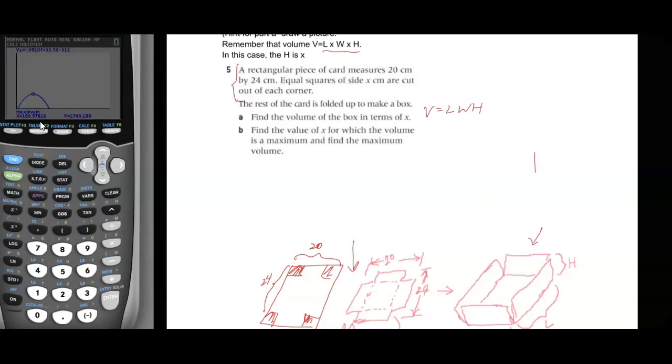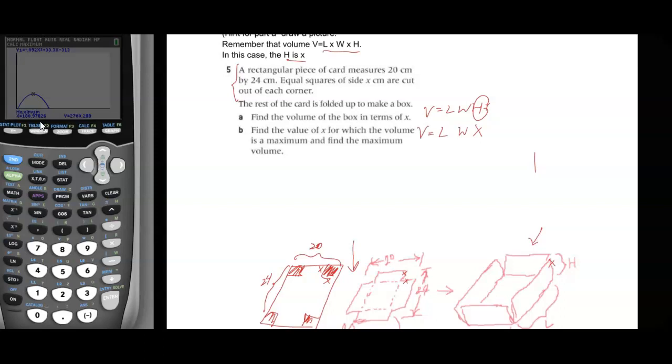And in this case, the height is x. Does that make sense? Because when we cut out these little squares, each square has x length, x width. When we fold it up, do you notice that each one of these little sides is x long? So then the height is also x. Okay, so the h is going to be x. And then we don't know what the length and width are yet.